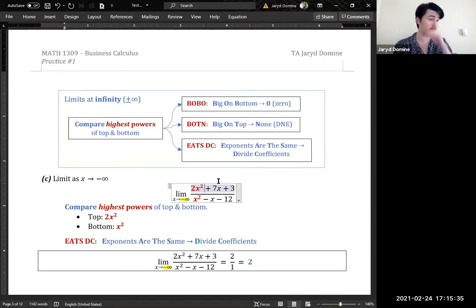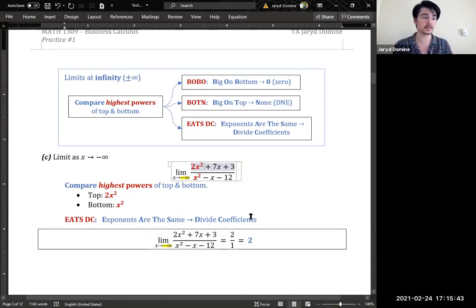So we have 2x squared over x squared. The coefficient on top is 2. The coefficient on bottom is 1. So when we divide coefficients, we get 2 over 1, which is 2. So this is just a one-step problem. You really don't need to show much work at all for this.